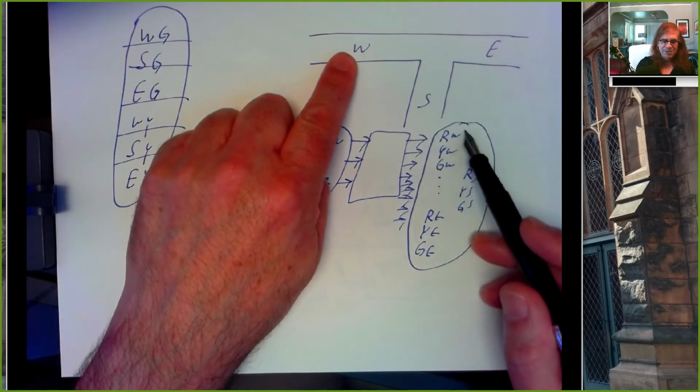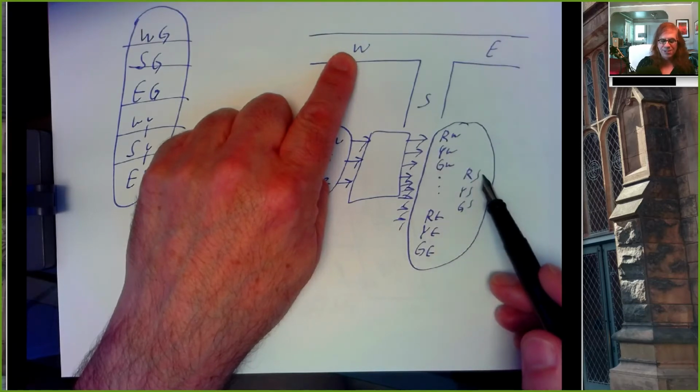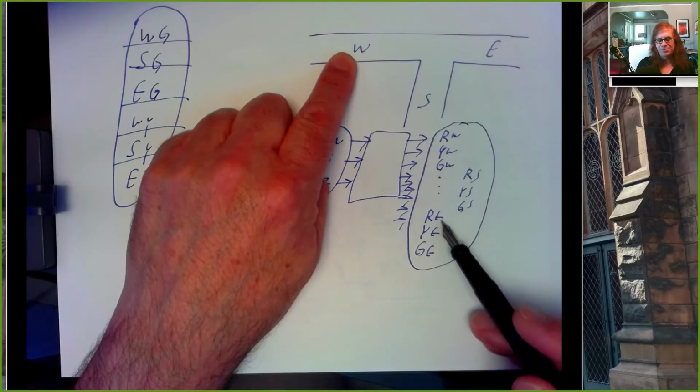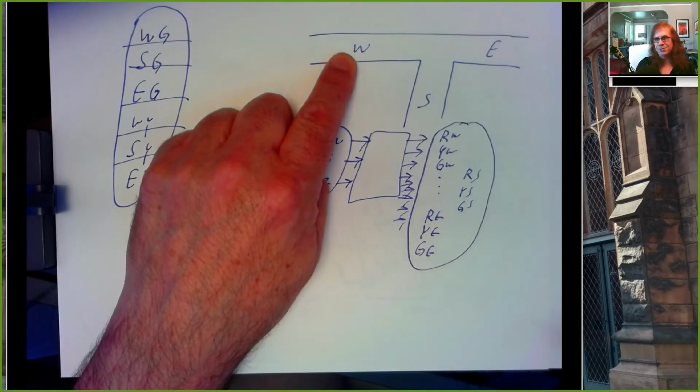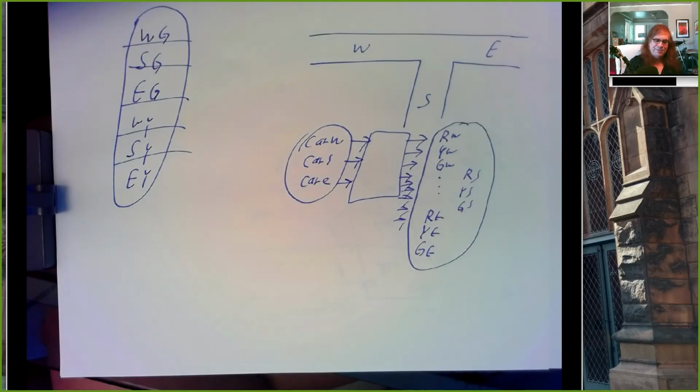So red west is a 0, yellow west is a 0, green west is 1, red south is 1, yellow south and green south are 0, red east is 1, yellow east and green east are 0. This is a lot of writing and organizing on paper, and then, you know, one page of Verilog code.